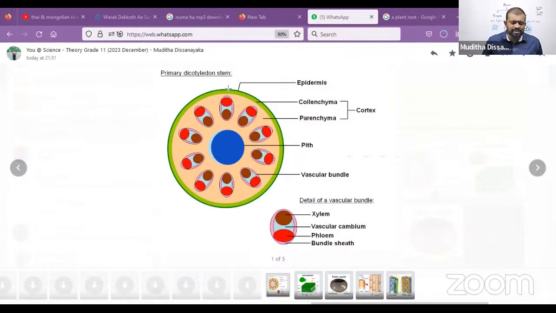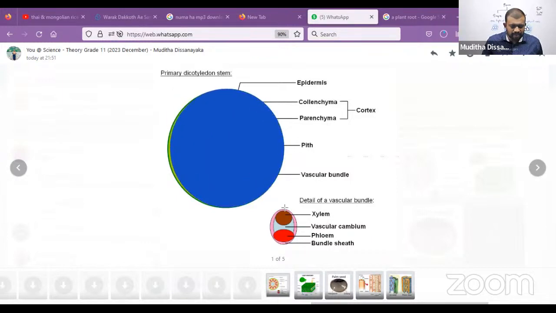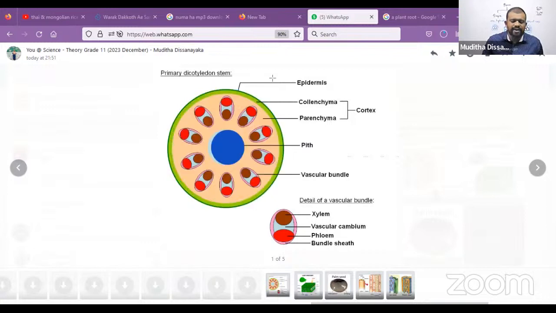All the rest of the parts remain. Simply, it is these two colors. That means, when you remove the vascular region, the majority of it is composed of parenchyma. Right? Look at this. Cortex and pith.